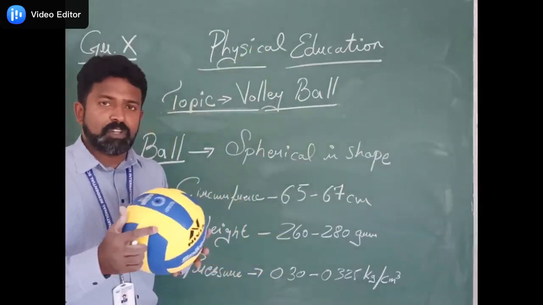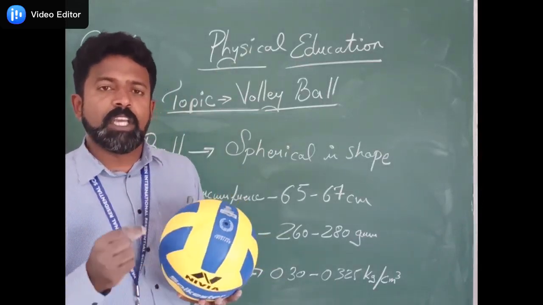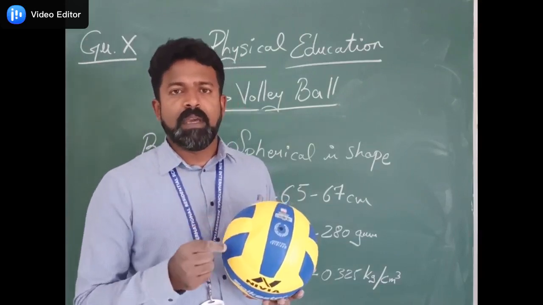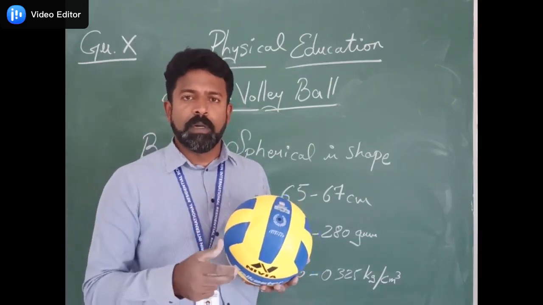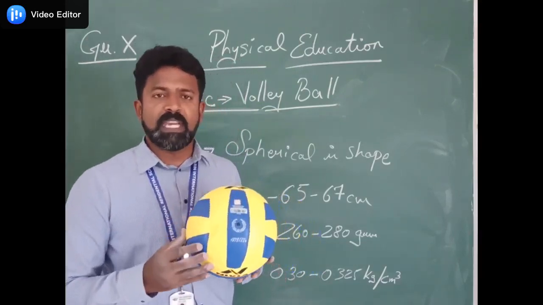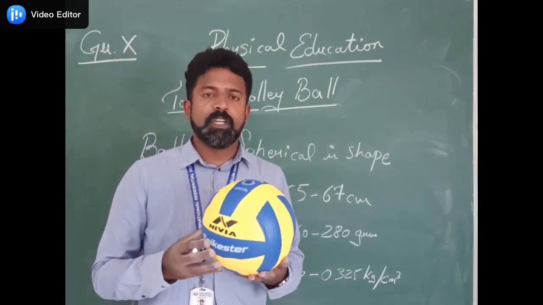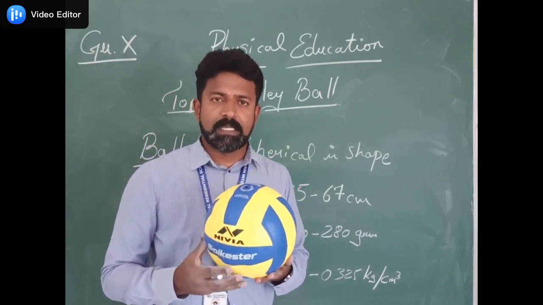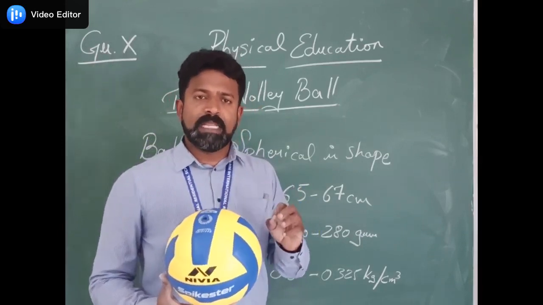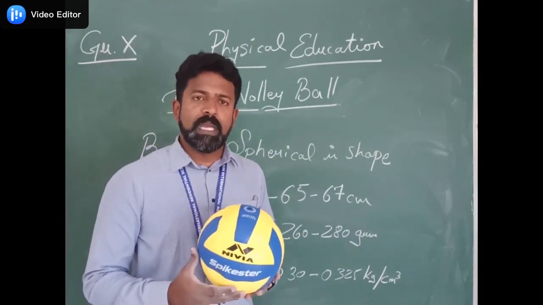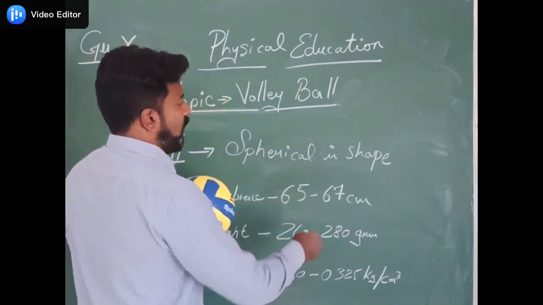And the pressure of the ball should be 0.30 to 0.325 kg per square centimeter. These are all the specifications which should be followed when it is used in international matches. For a match, there should be a minimum of 3 official balls approved by FIVB.